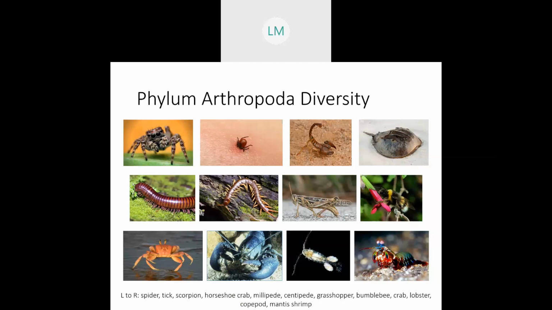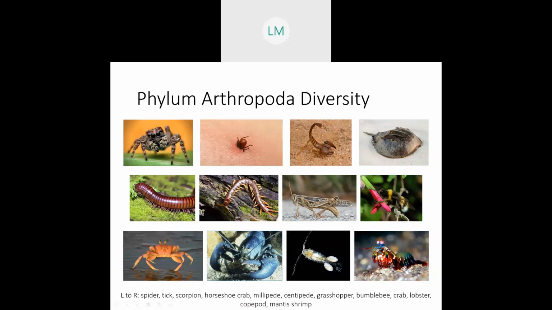So a huge, huge, huge amount of diversity in this phylum. We could do a whole semester on diversity of arthropods, but this is just a snapshot of the diversity. So we've got things like spiders, ticks, and scorpions, our arachnids here, things that have 8 legs and these really specialized structures up at the front near their mouths. We've got horseshoe crabs, and things like millipedes and centipedes are also in this group.